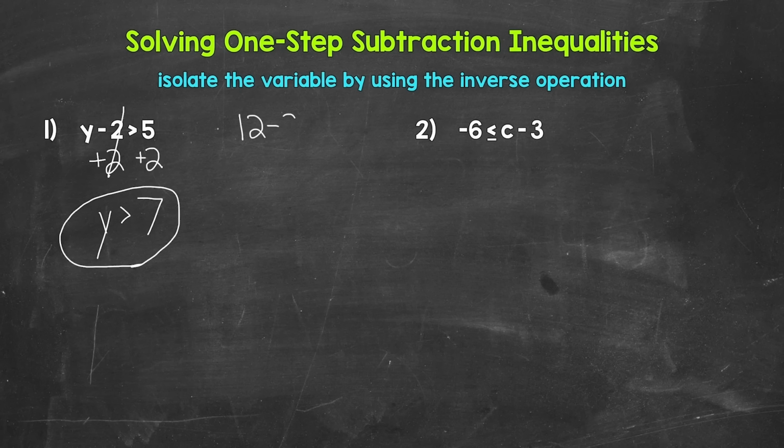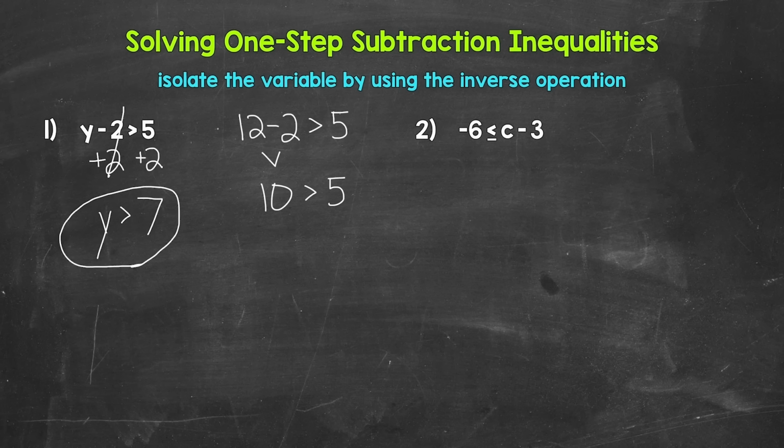We have 12 minus 2 is greater than 5. 12 minus 2 gives us 10. 10 is greater than 5. So this does work. We are correct here. Our answer again for number 1, y is greater than 7.